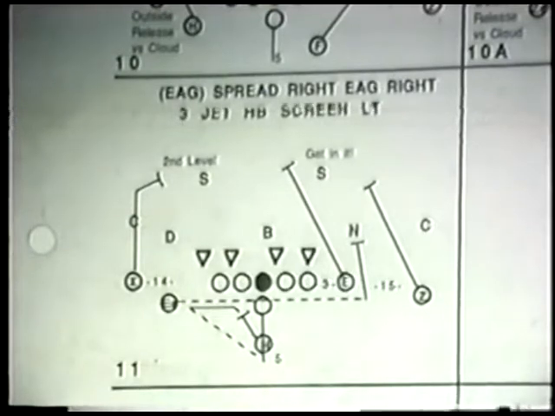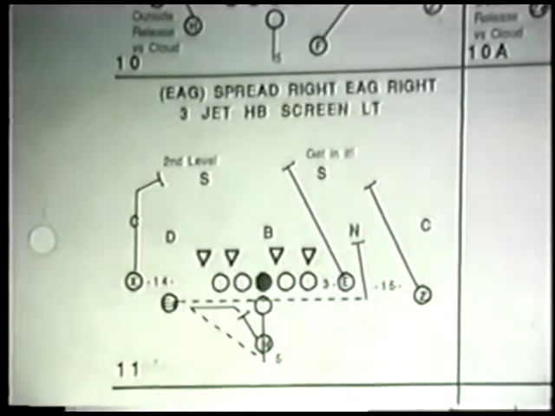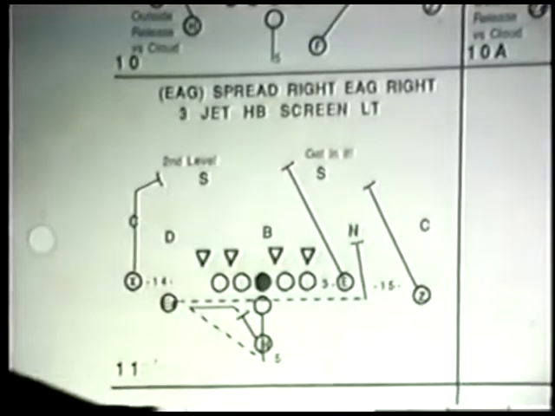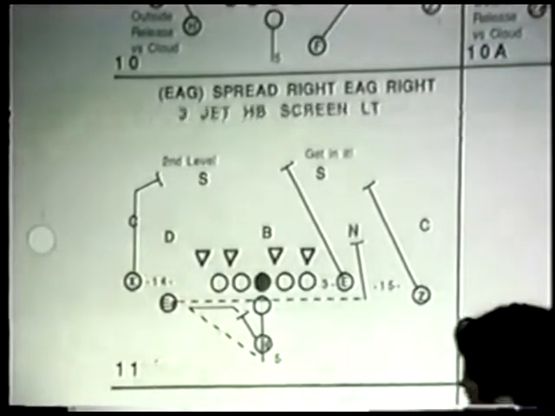Okay, you see this? Spread right, eagle right. Yesterday what we put in was 2-jet off the flanker drive, right? Right off the flanker drive, where the fullback's going to screen strong. Well, with this screen, we're going to motion strong to trips, and we're going to screen back weak. That's all we're going to do. No big deal for anybody else. Linemen, you're all the same.